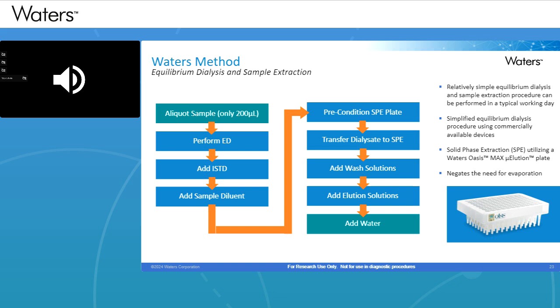dialysis. As I said before, following the ED process, we added internal standard to the dialysate, along with a sample diluent, conditioned an Oasis MAX microelution plate, transferred the dialysate directly to the SPE plate, and then washed the sample and eluted into a collection plate, and then simply diluted the eluate prior to injection. So no evaporation was required.